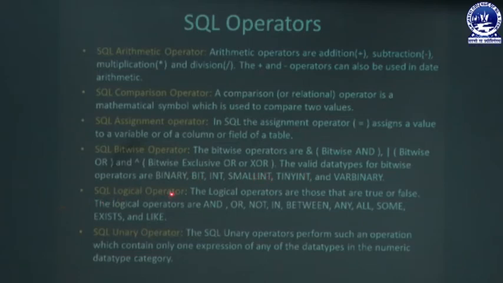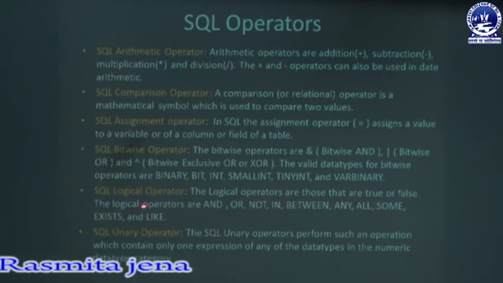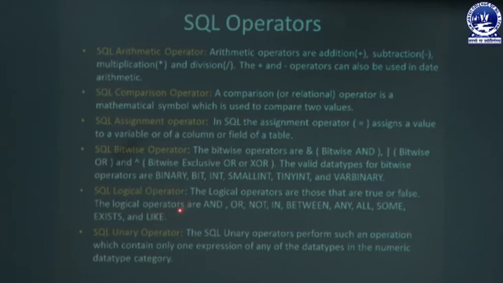Next are the logical operators. These operators are used to form compound statements. These logical operators test whether a condition is true or false, and the logical operators are and, or, not, in, between, any, all, some, exists and like. We will discuss these operators briefly with SQL statements at a later time. The next is the SQL unary operator. The SQL unary operator performs operations on only one expression of any of the data types in the numeric data type category. This is all about SQL operators.